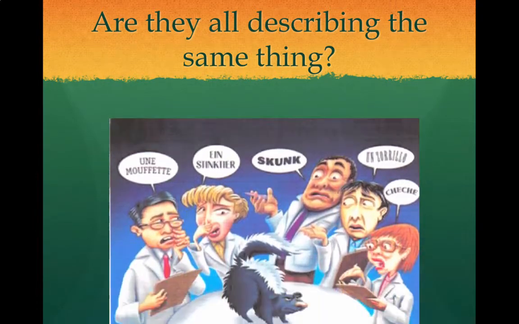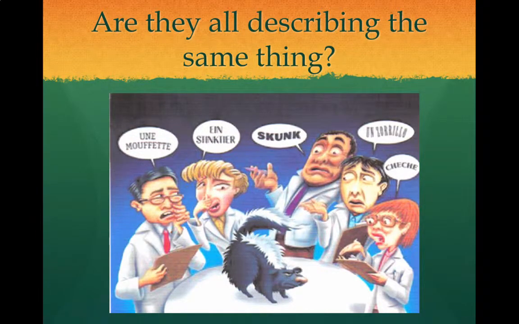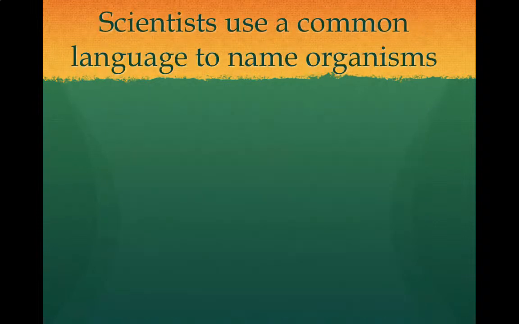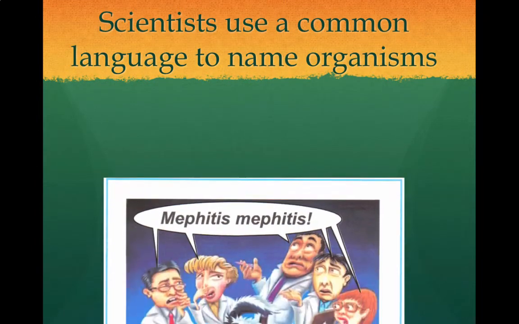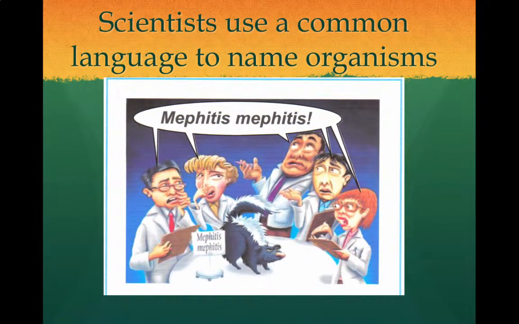So take a look at this picture. Are these scientists all describing the same thing? They were, but they were all using a different language. So scientists will use a common language to name organisms to reduce the amount of confusion.